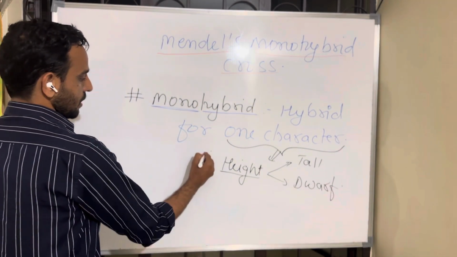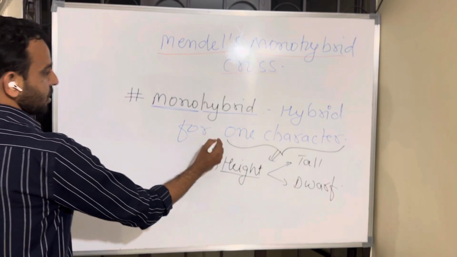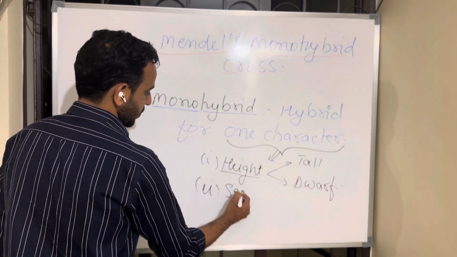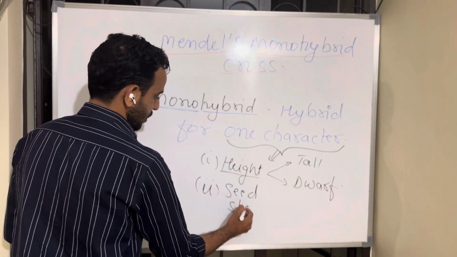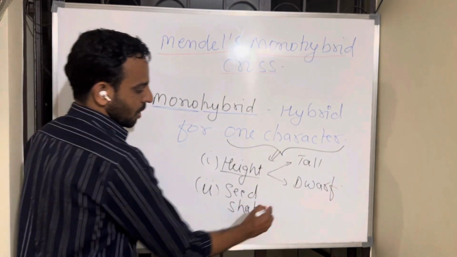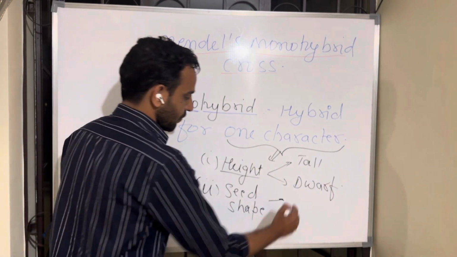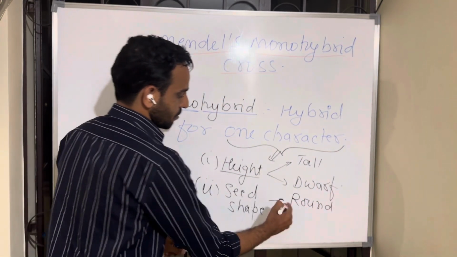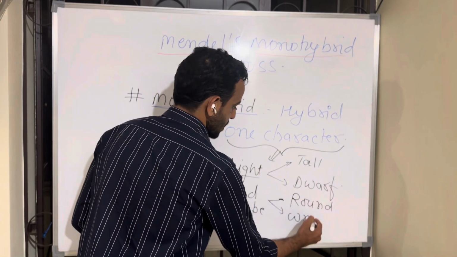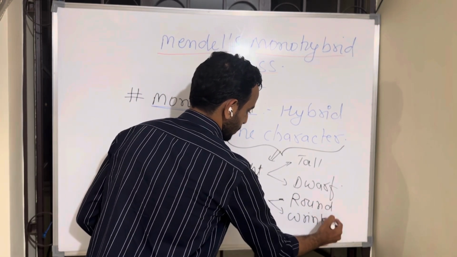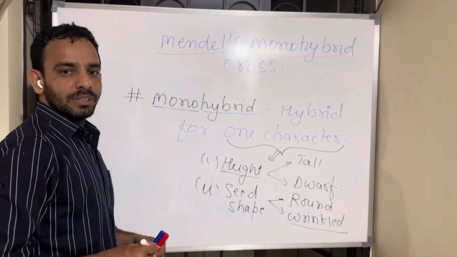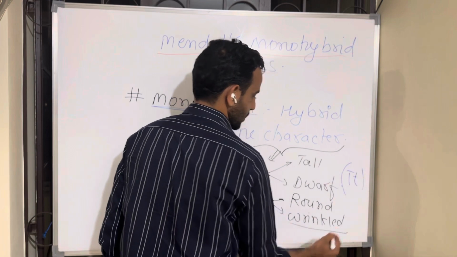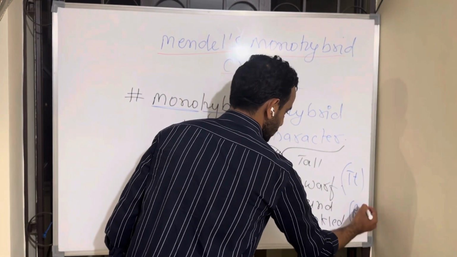Similarly, if we take a second character, seed shape, what is it hybrid for? It is hybrid for round seed and for the wrinkled one. That is the meaning of this. That means here it is capital T, small t. In this, it is capital R, small r.